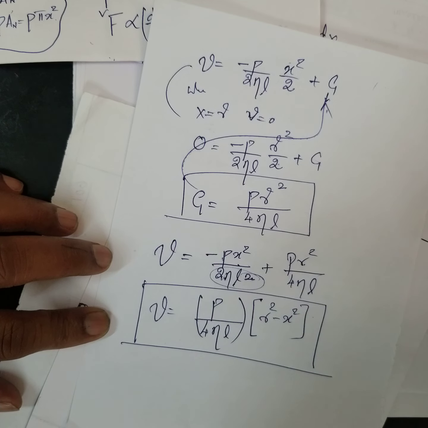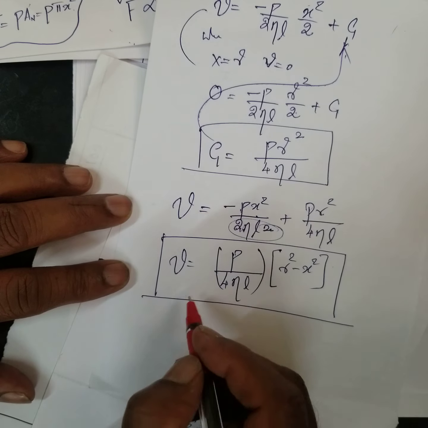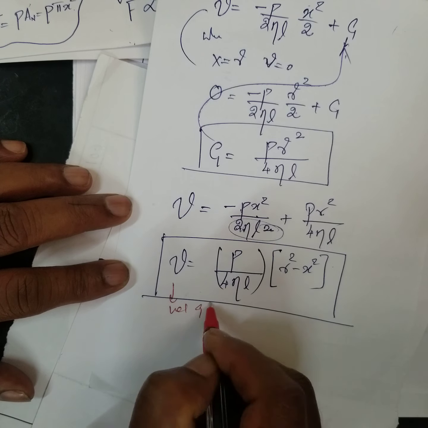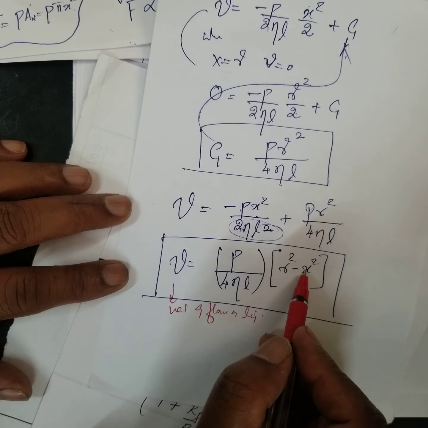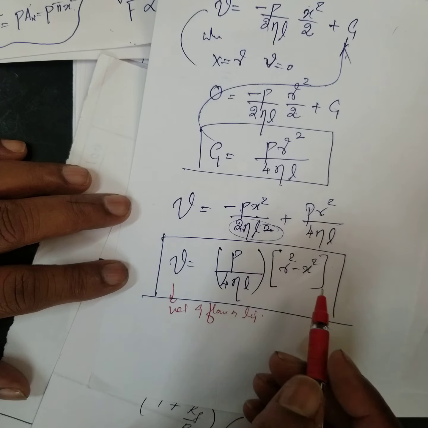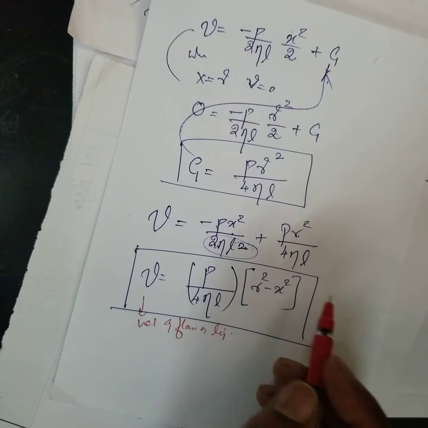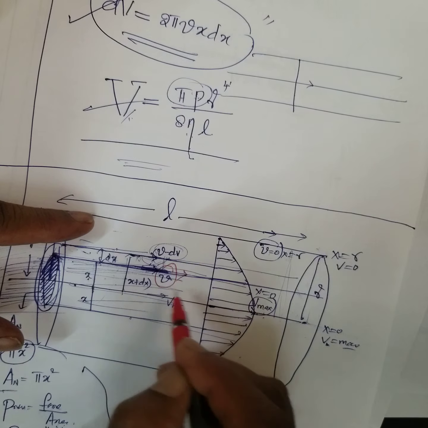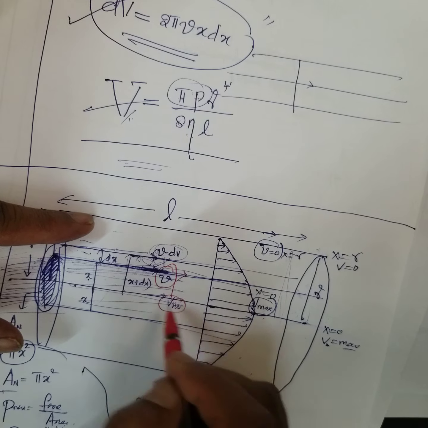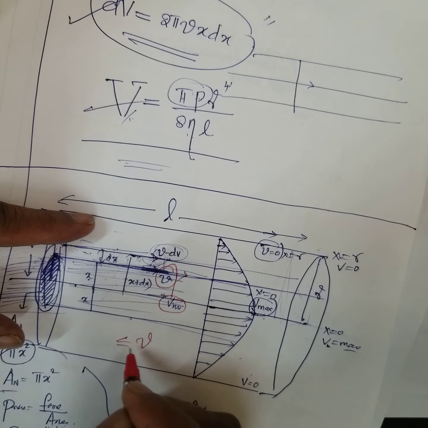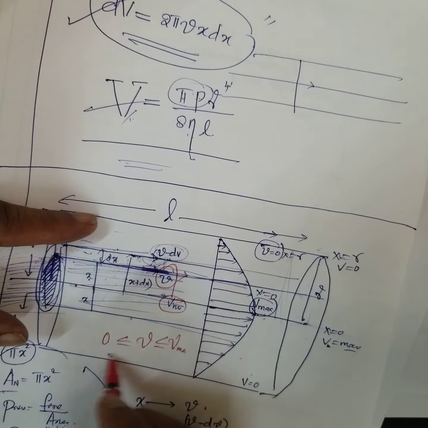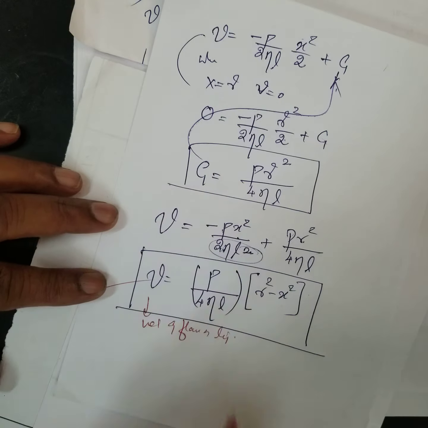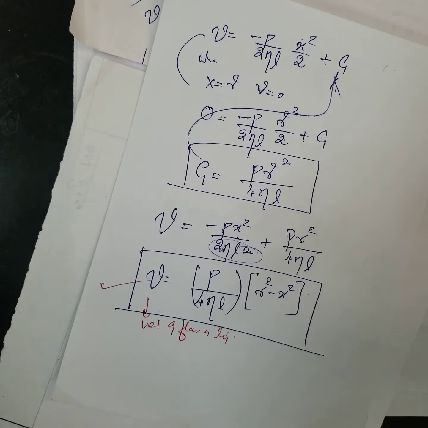Sometimes they will ask you this for 4 marks. This is the velocity of the flow of liquid at a distance x, at any distance x from the axis of the tube. What is the velocity here? This expression, because velocity varies from 0 to maximum. For that we are going to use this formula for velocity. See, now coming back to this.